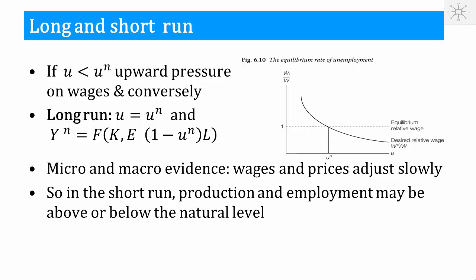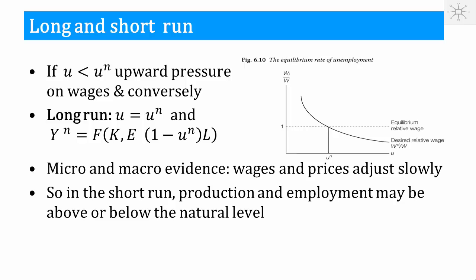And if we combine that with the production function, and we take the labor force and the technology and the capital stock as given, then we get the natural level of production, or the long-run equilibrium level of production. And when we analyze the long run, we assumed that production is on this natural level.